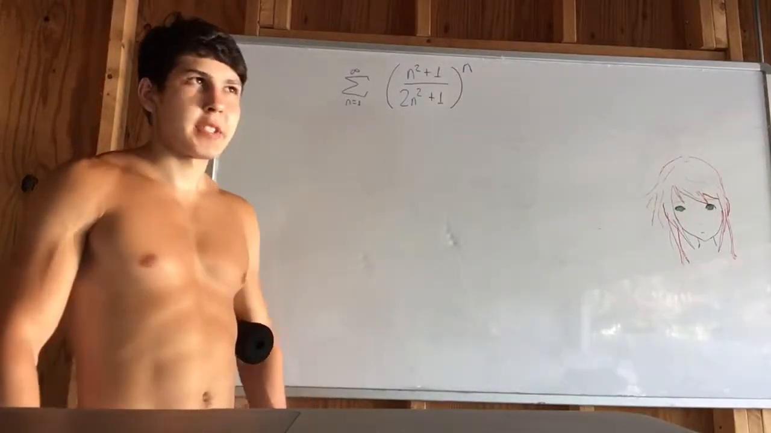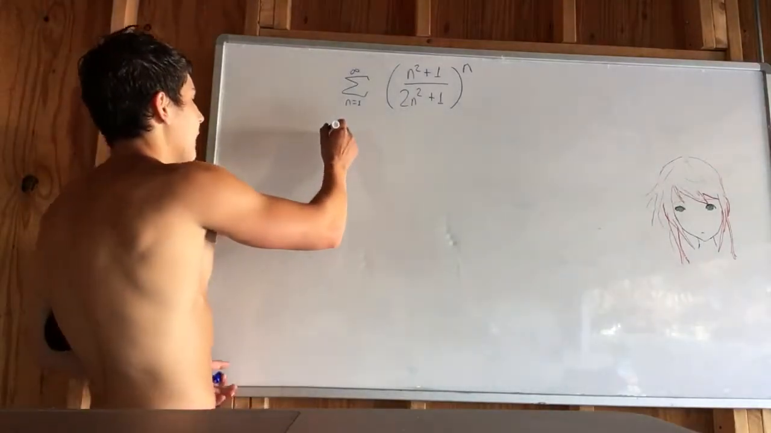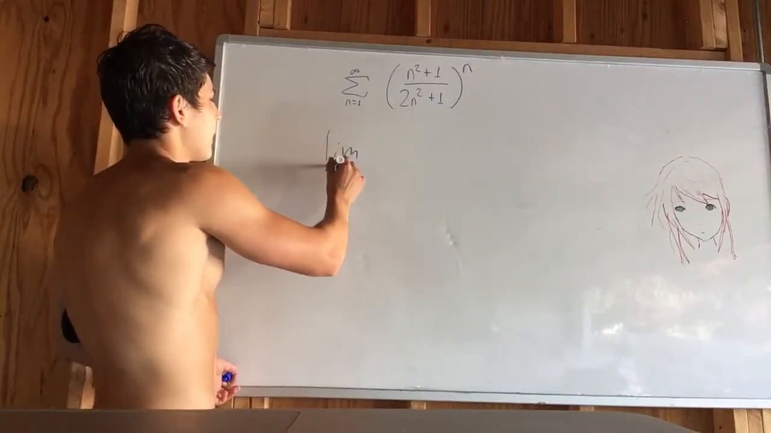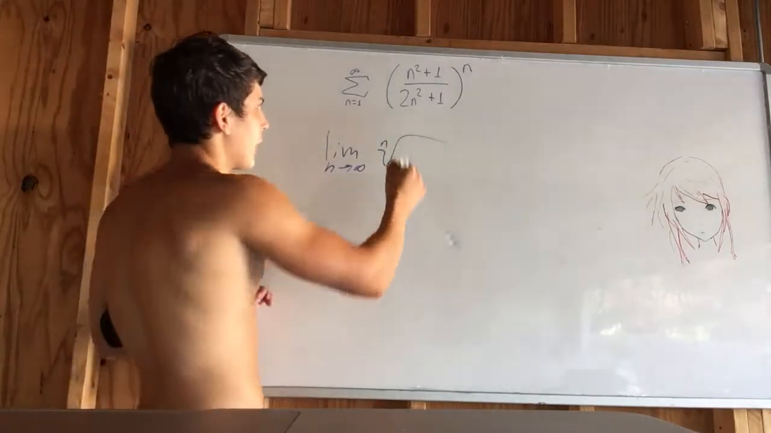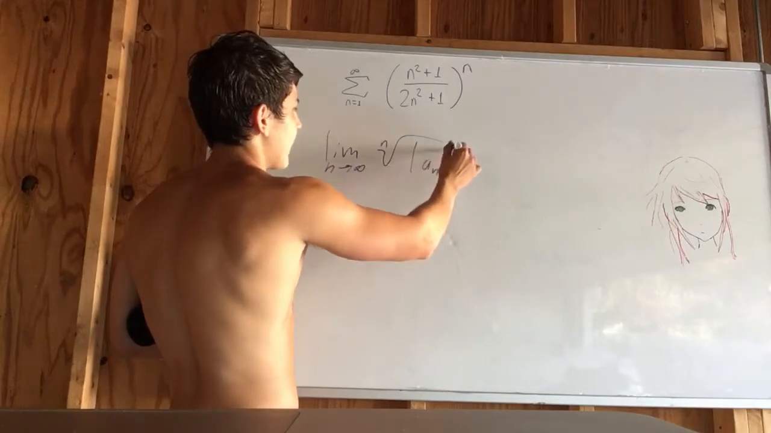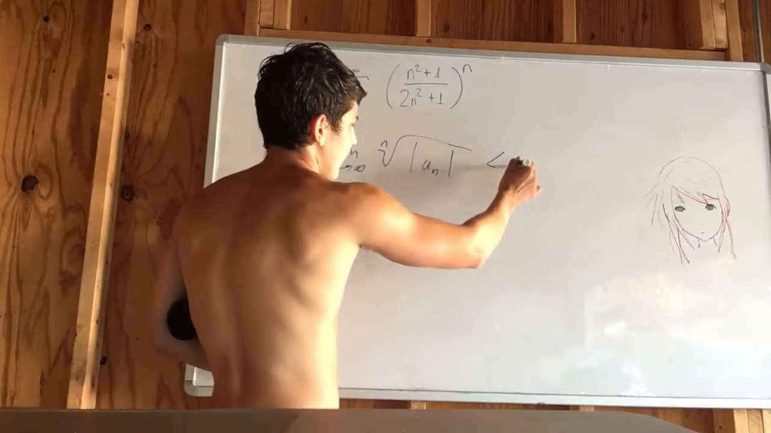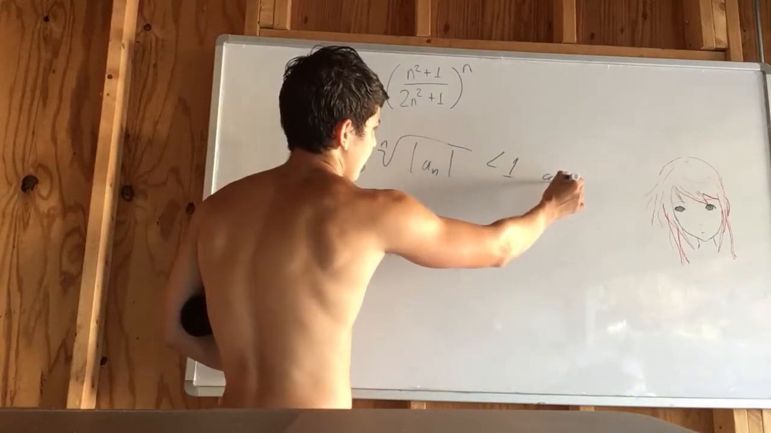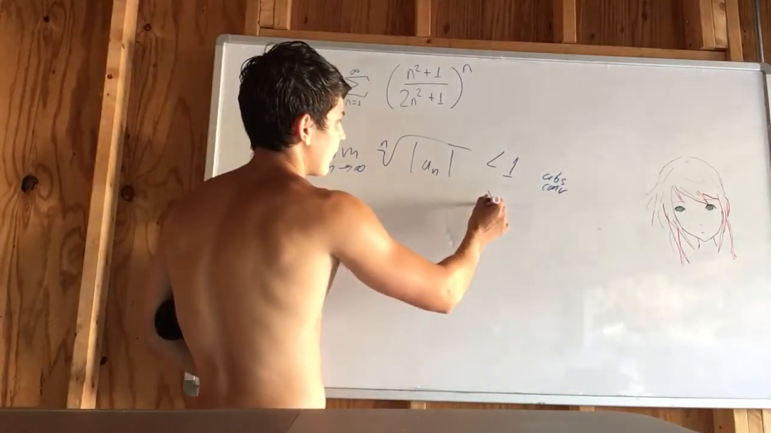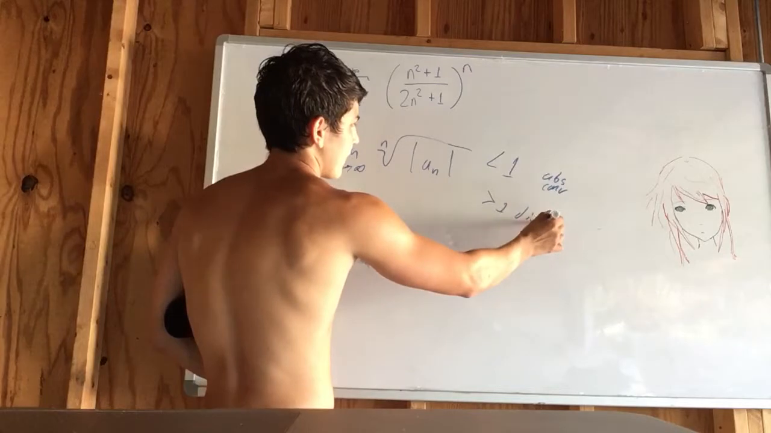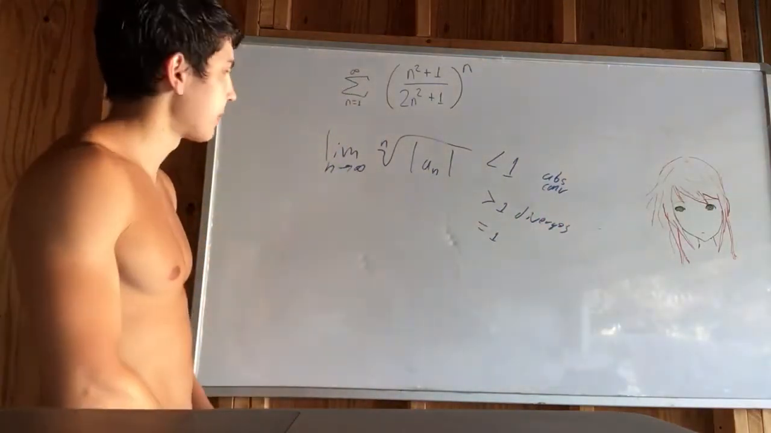We're going to use the root test to determine whether this series is convergent or divergent. So with the root test, we take the limit as n approaches infinity of the nth root of the absolute value of a sub n. If this is less than 1, then it absolutely converges. If it's greater than 1, it diverges. And if it equals 1, it's inconclusive.